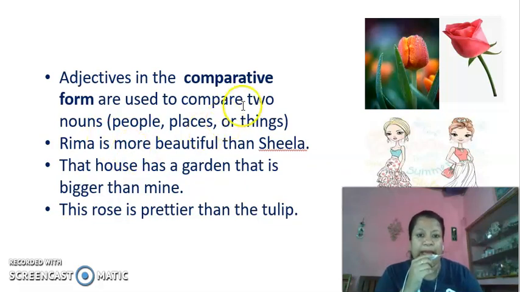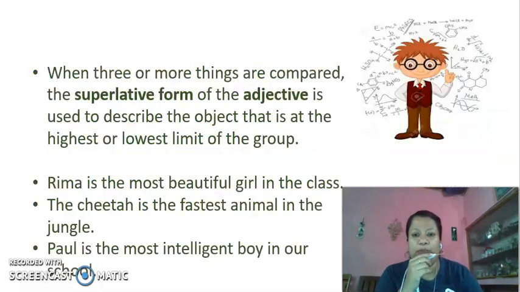Okay, now let's go to the superlative degree. In the same way, it describes people, places, and things, and it describes three or more objects. Remember, it describes a number of objects. So for example, now we are comparing Rima to the whole class.